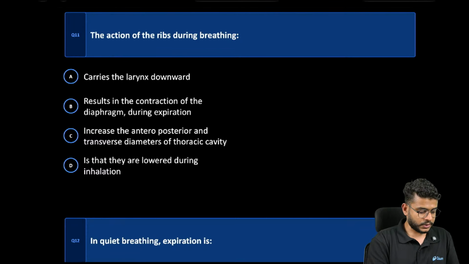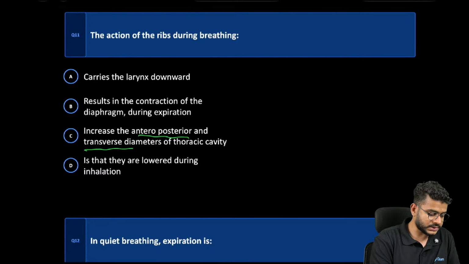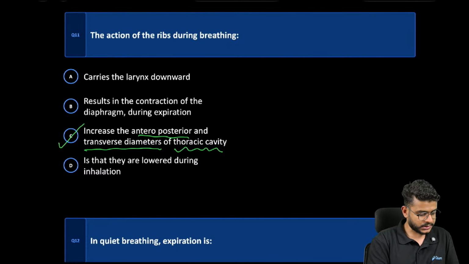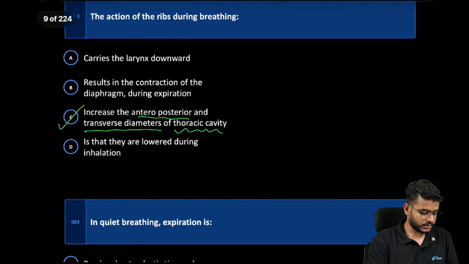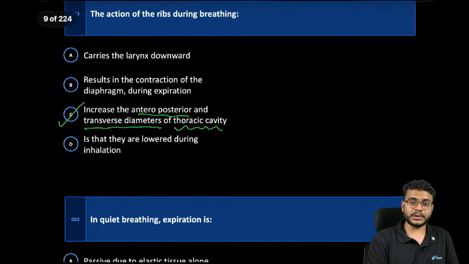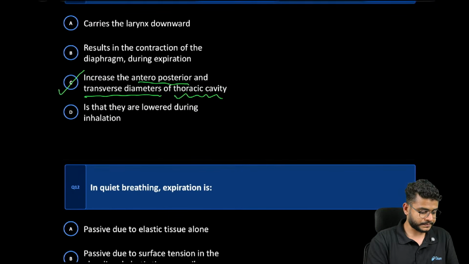Okay. The third option, increase in the anterior, posterior, and transverse diameter of the thoracic cavity. Yes, the ribs help in increasing the anterior, posterior, and transverse diameter of the thoracic cavity. Okay. The last option is that they are lowered during inhalation. No, they are not being lowered. Okay, they are being raised.